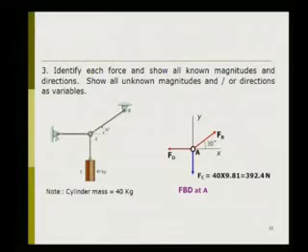Third step: identify each force and show all known magnitudes and directions. Show all unknown magnitudes and/or directions as variables. Over here, this cylinder has a mass of 40 kg, so the weight due to this cylinder is 40 kg multiplied by gravitational acceleration. So it is 40 multiplied by 9.81, which is 392.4 Newton, acting downwards.